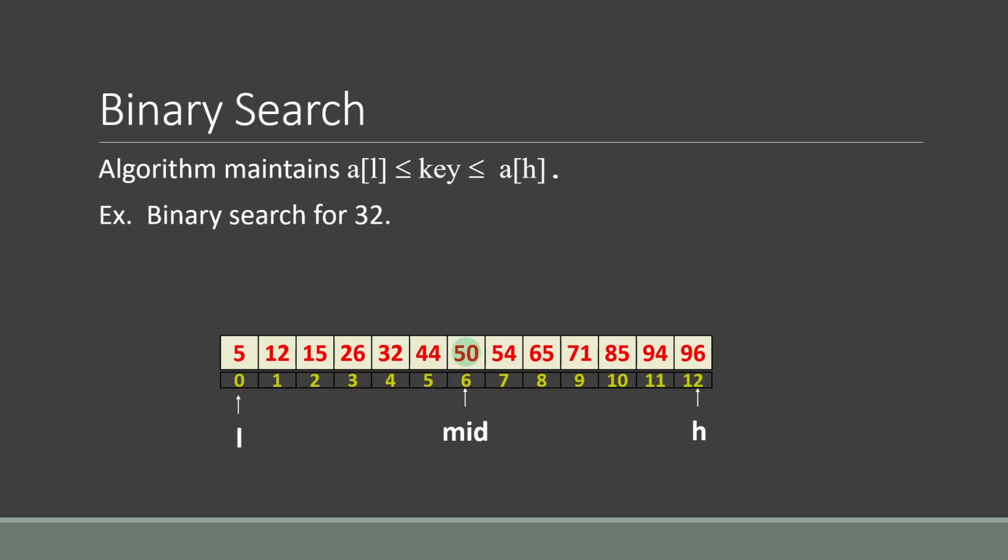No. Is it greater than 50? No. Is it less than 50? Yes. Since 32 is less than 50, we will be concentrating only on the left portion of the array, not on the right portion. So ignoring the right portion, my new high bound, or the upper bound, becomes 6.